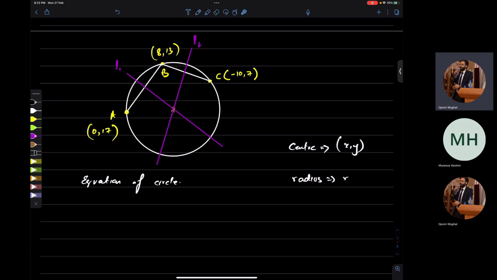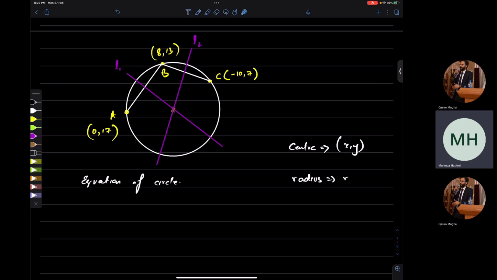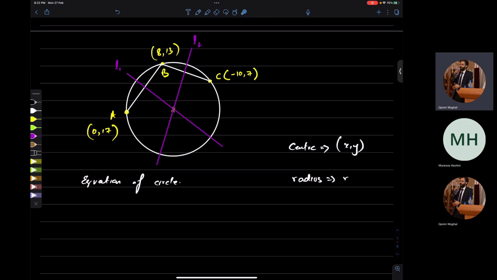If I've got the equation of L1 and L2, how can I work out the center of the circle? Can you recall? We can find the midpoints of the chords, and using the midpoints, M1 and M2, that is going to give us the equation.